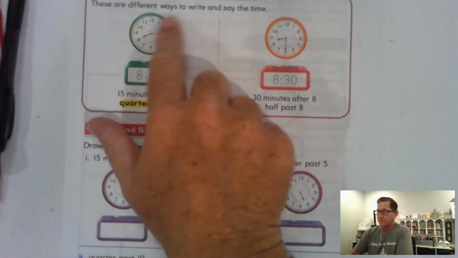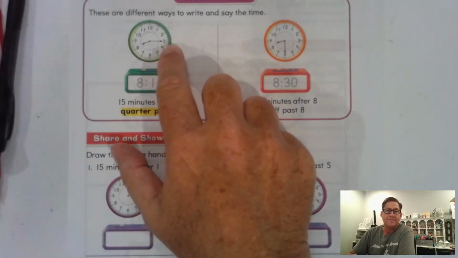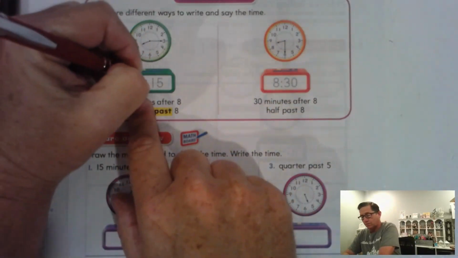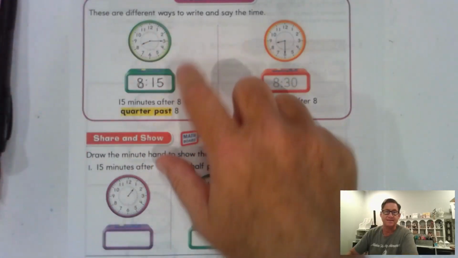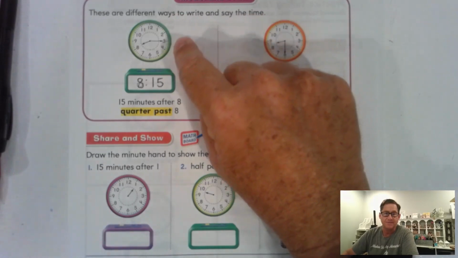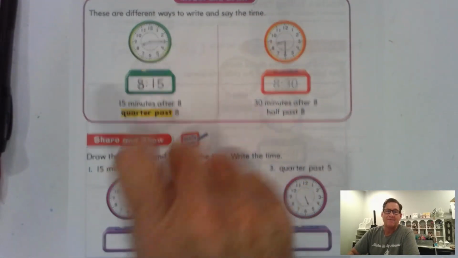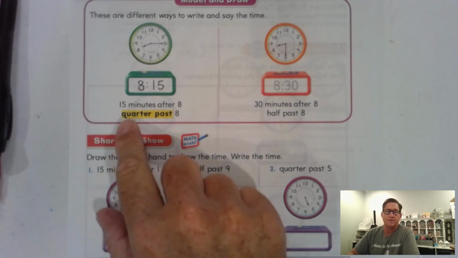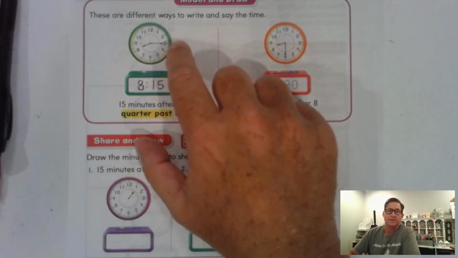Okay, so these are different ways to write and say the time. So 8:15. Well, this is what we've been doing already, right? We've been writing 8:15, 5, 10, 15. So we can say it's 15 minutes after 8, or it's a quarter past 8.